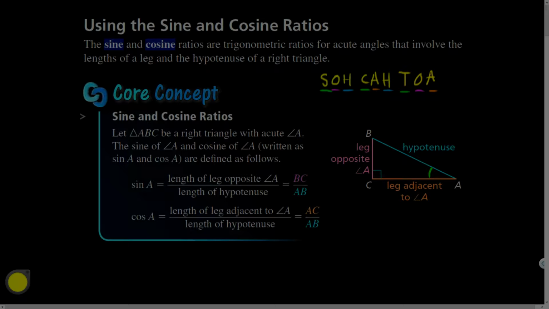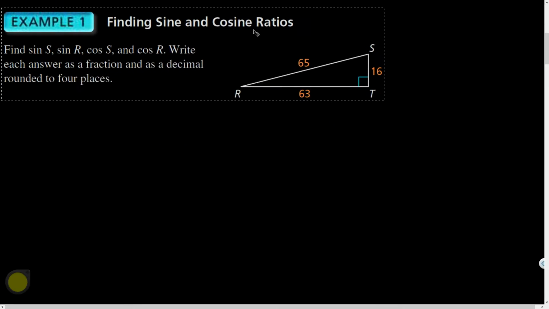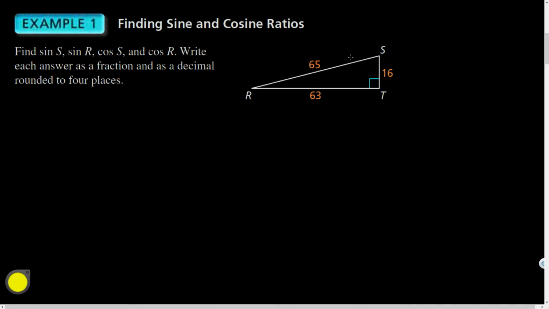Let's see, as my screen dims ominously as example 1 enters the room. Here we go. Example 1. All right, let's find sine S, sine R, cos S, and cos R. Here we go. So if I want to find sine, actually this is a lowercase s, by the way. Capital S sine is technically different.